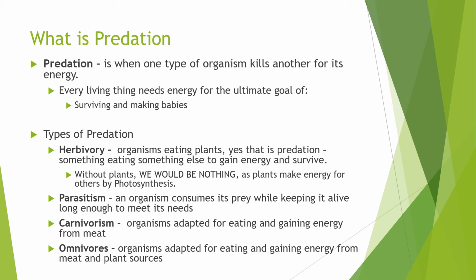As plants make energy for others by photosynthesis, they can take energy from the sun and turn it into usable energy for us and other things to eat. How nice is that? Okay, another type of predation is parasitism. We already kind of touched on this. But again, parasitism is when an organism consumes its prey while keeping it alive long enough to meet its needs.